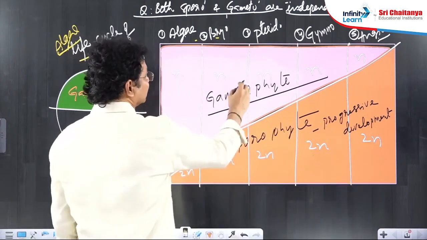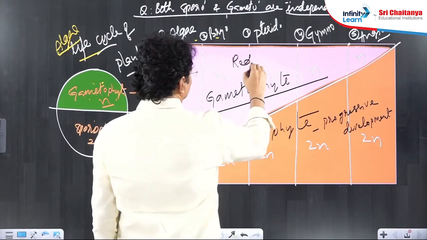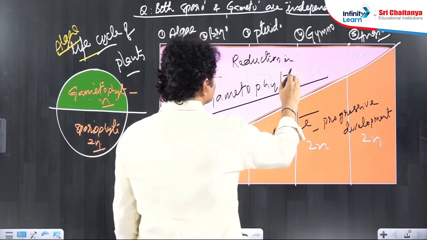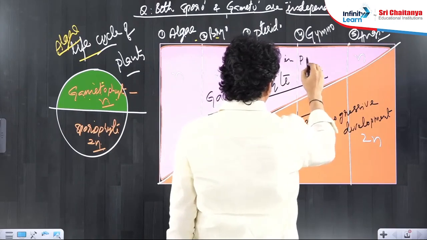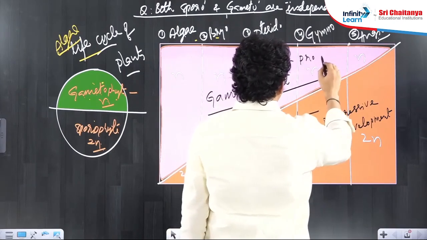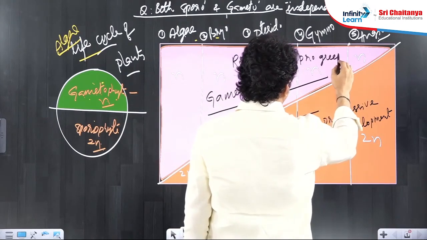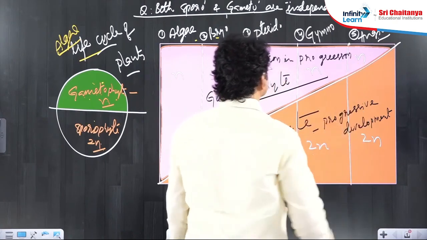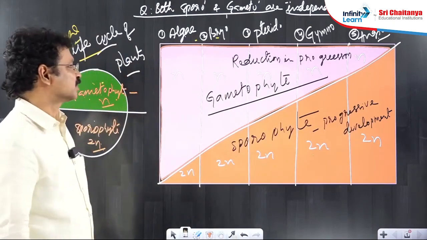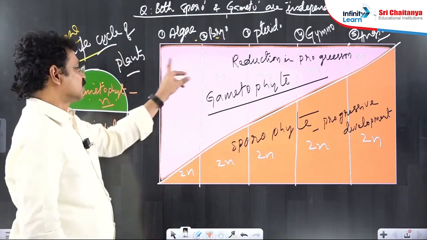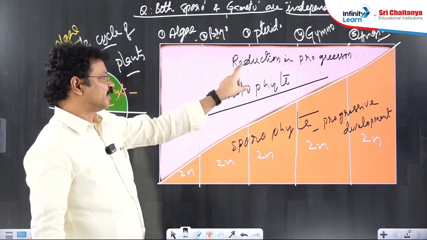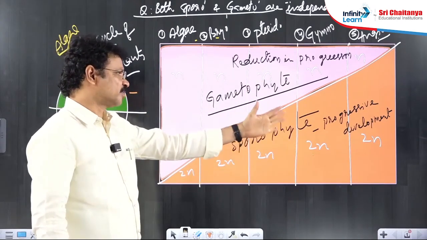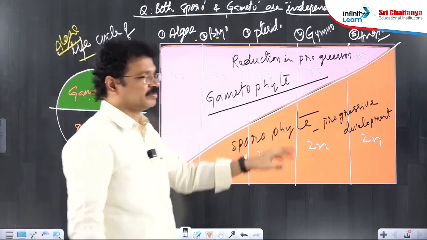What about the gametophyte? Reduction in their progress is called retrogressive evolution. Reduction in progress is nothing but retrogressive evolution. In the course of evolution, the gametophyte exhibits reduction in its progress, and the sporophyte exhibits progressive evolution or progressive development.